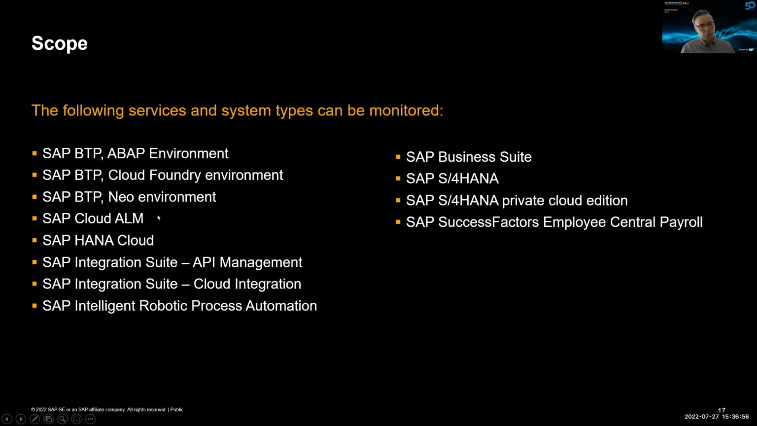We have monitoring data for Cloud ALM itself, for HANA Cloud, for integration suite, API management and cloud integration, for SAP IRPA. So these were the cloud services we are currently supporting, and from on-premise systems we have information about Business Suite, S/4HANA Private Cloud, and SuccessFactors Employee-Centric Payroll. As these are on-premise systems, you will have to set up a transaction where you can set up the connectivity to Cloud ALM. You have to set the flag for health monitoring to collect data, and then this is automatically run.